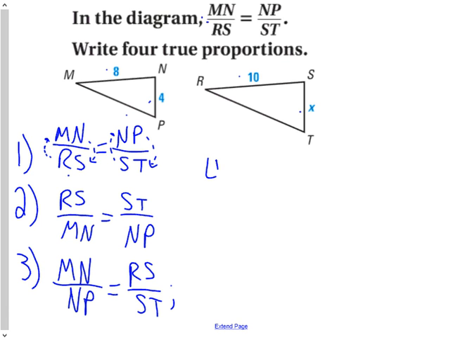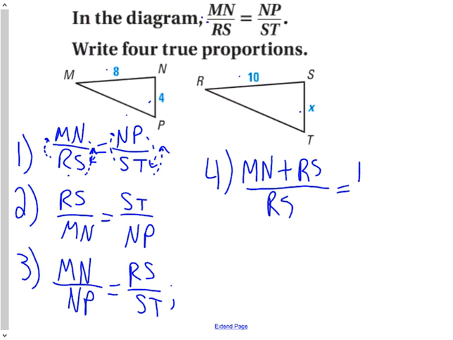Lastly, the trickiest one for most people to remember. The fourth rule is we're going to add the bottom number of each one to the numerator. So MN plus RS over RS equals NP plus ST over ST. So those are my 4 proportions.